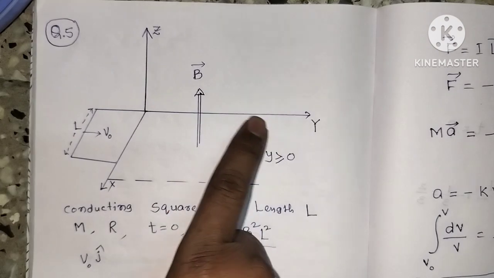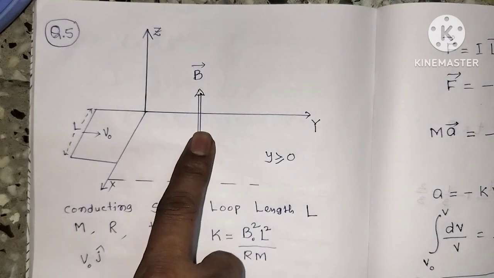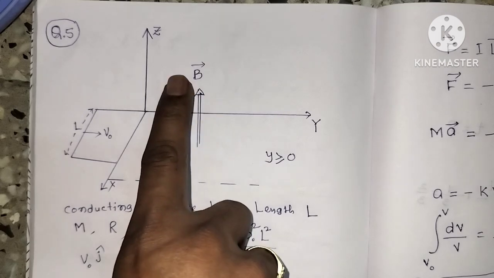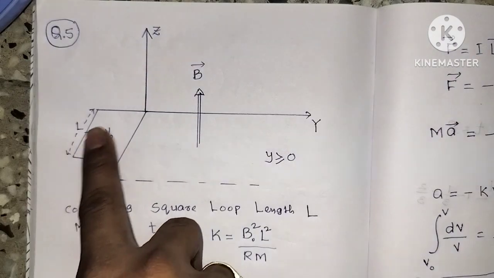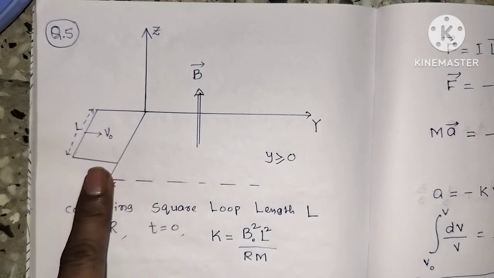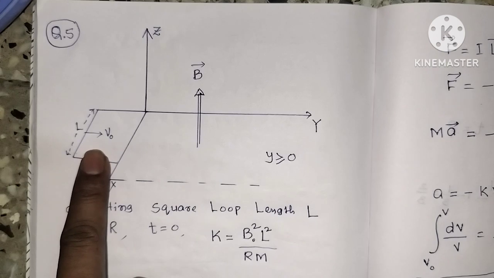This is the x-axis, y-axis, z-axis. For y greater than or equal to 0, a magnetic field exists along the direction of the z-axis. Here one conducting loop is there, a square loop. This square loop is entering into this magnetic field with velocity v0.